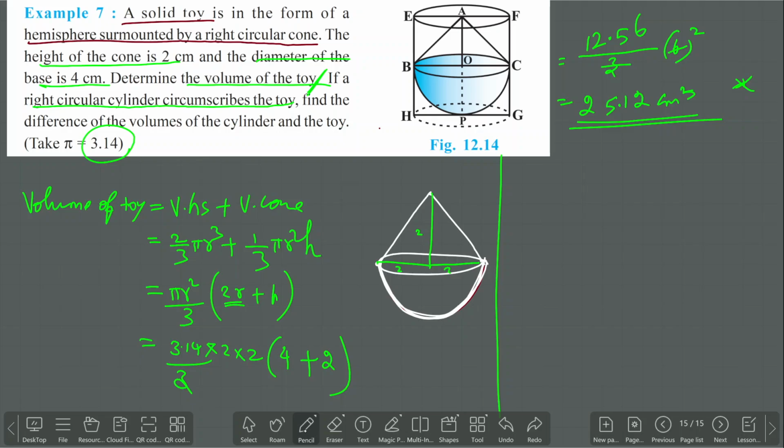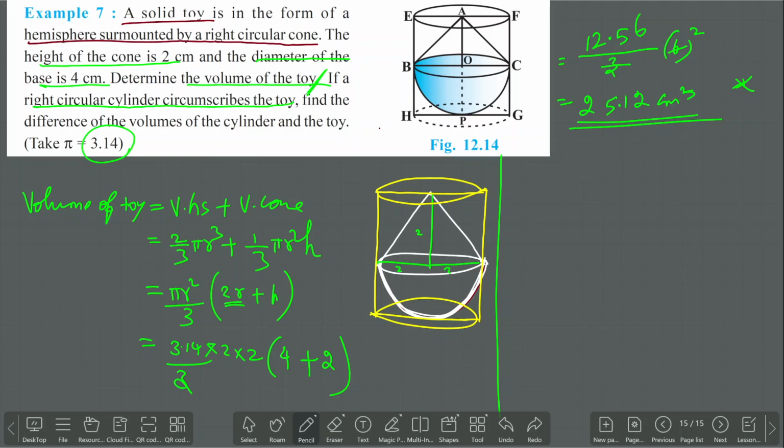Now I am going to draw the cylinder. It should be circumscribed, so all the sides should touch. This is the cylinder. A cylinder is like a rectangle. After making a circle at the top and bottom, you will know it's a cylinder. Have you seen that? Like that, okay.